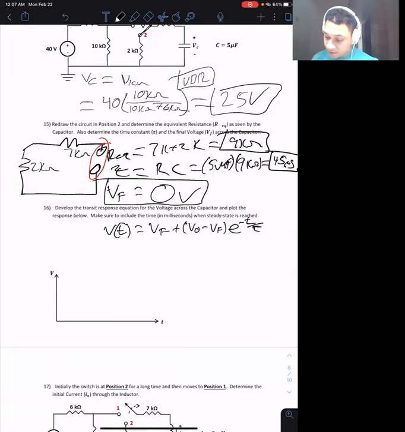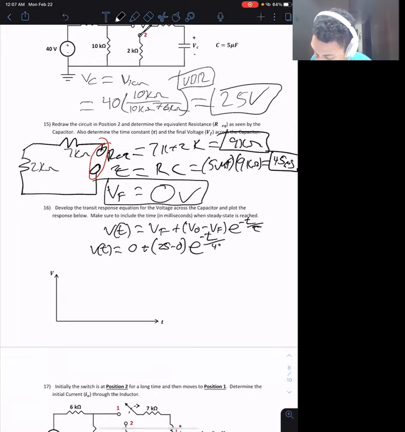So all you're going to do is plug in the values that you already found. Vt is equal to 0 plus 25 minus 0 e to the negative t over 45 milliseconds. And then we'll simplify that by getting rid of the zeros that we don't need. So just 25 e to the negative t over 45 milliseconds. And that's in volts.